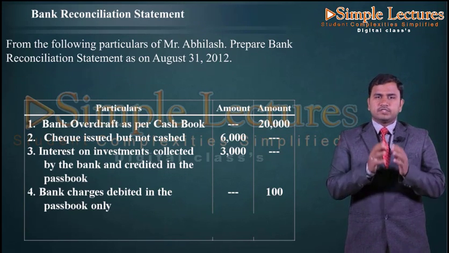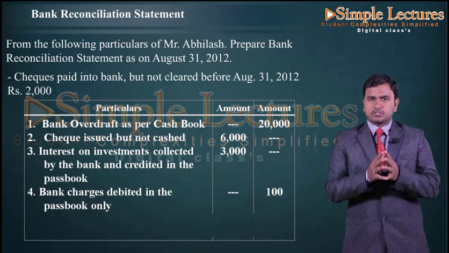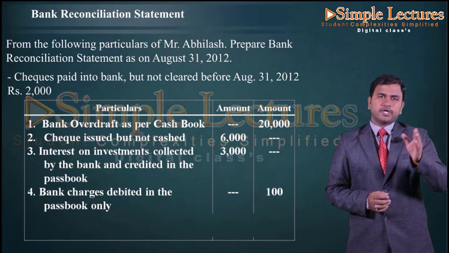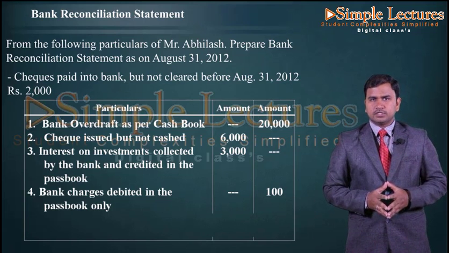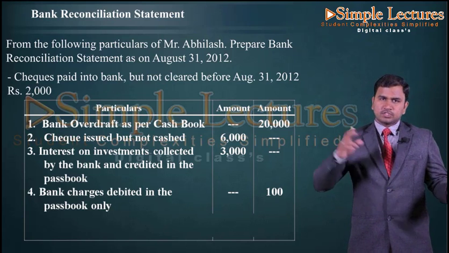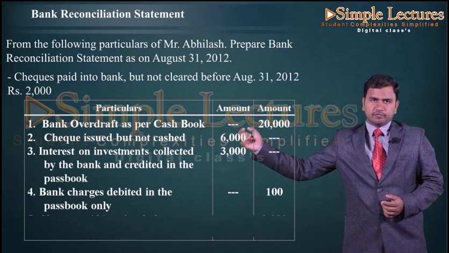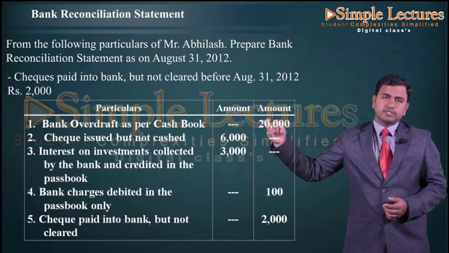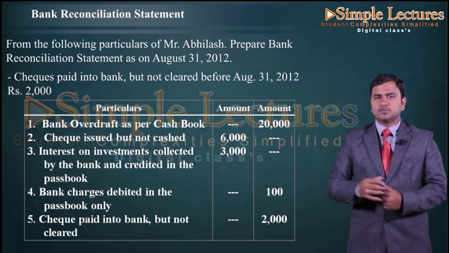Then we have check paid into bank but not cleared before August 31st, 2012, which is for 2000. So the check was paid into the bank but it was not cleared before August 31st, 2012. When the check was paid into the bank, we added it in the cash book. So that's why we are going to deduct it here. We are going to show it in the negative balance. Serial number 5, check paid into bank but not cleared, in the negative amount column, 2000.